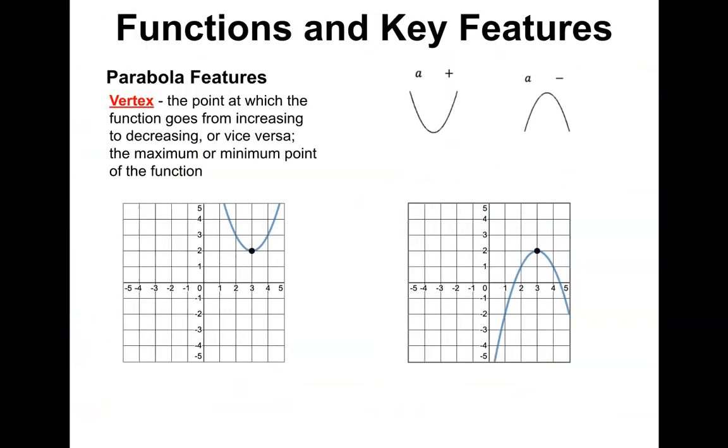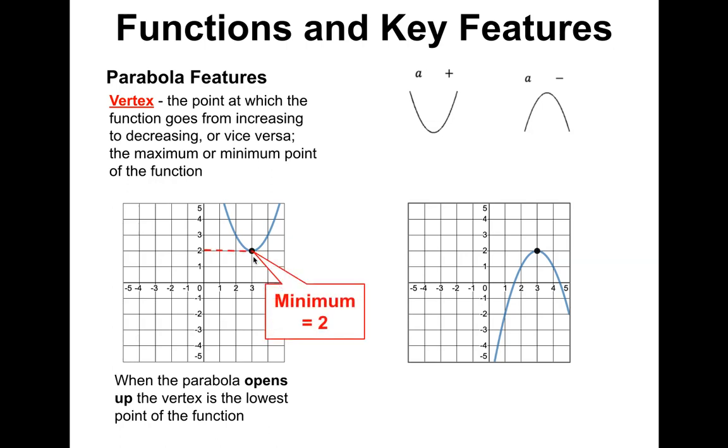So let's specifically look at some vertex points. We said that it could be a maximum or minimum. So notice if the graph opens up or if the graph opens down, that's going to affect that vertex being the highest or lowest point. We can use our happy faces and sad faces here. So when the parabola opens up, the vertex is the lowest point. So we're going to call that a minimum.